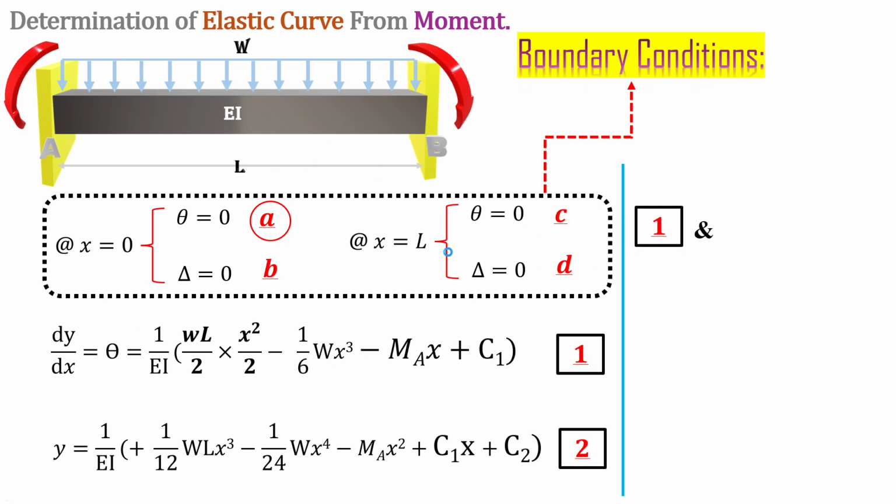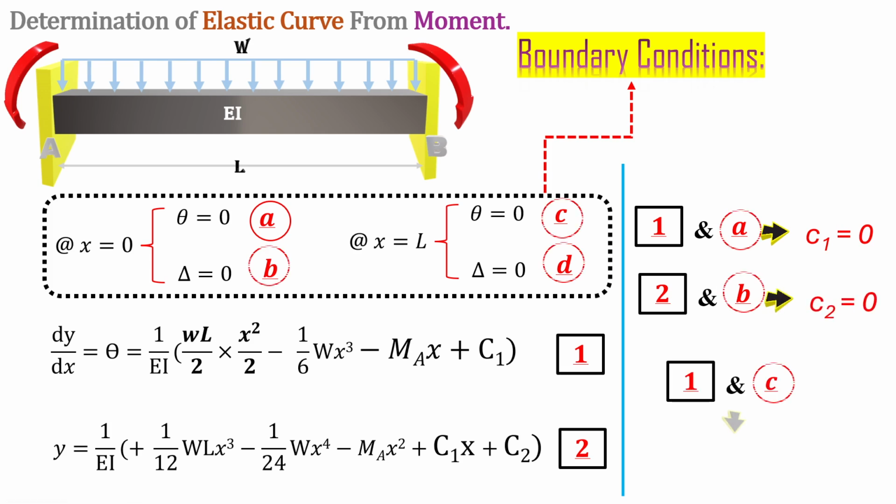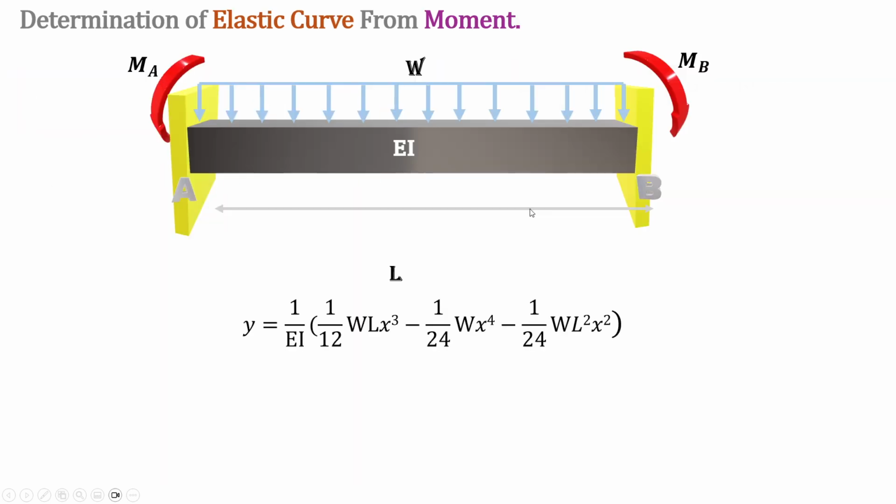And by applying equation 1, the theta equation, and A, it simply says C1 is equal to 0, and applying equation 2, the delta equation, and this time B, it gives us C2 is equal to 0, and by applying equation 1 and C, it simply gives us MA is equal to WL squared over 12. As soon as we have MA, it is identical to MB due to the symmetry of our condition, our geometry.